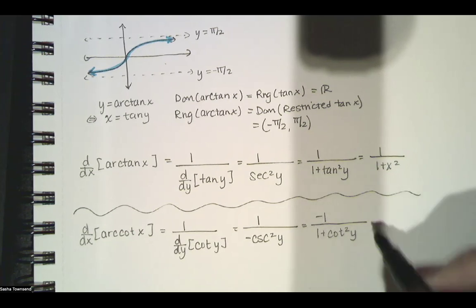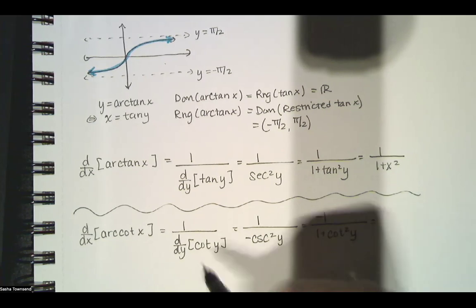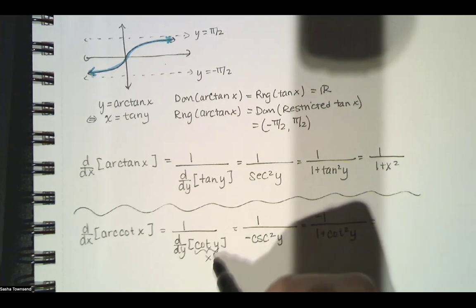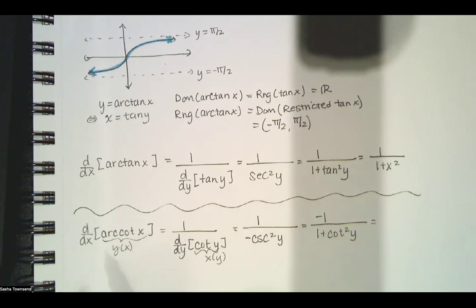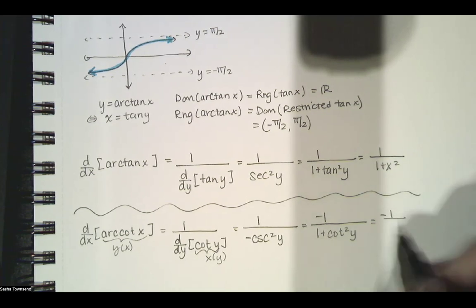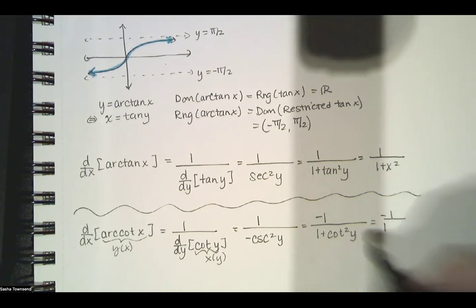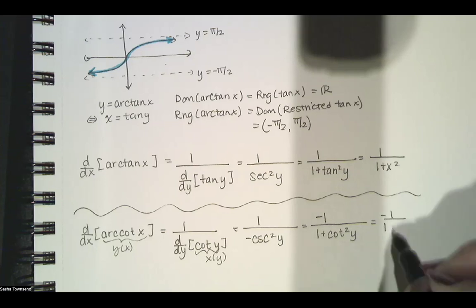You say, but what is cotangent of y again? Well, that's x. So x is a function of y, and this is y as a function of x. So the derivative of y with respect to x is equal to 1 over the derivative of x with respect to y. Cotangent of y is equal to x. I get -1 over 1 plus x squared.